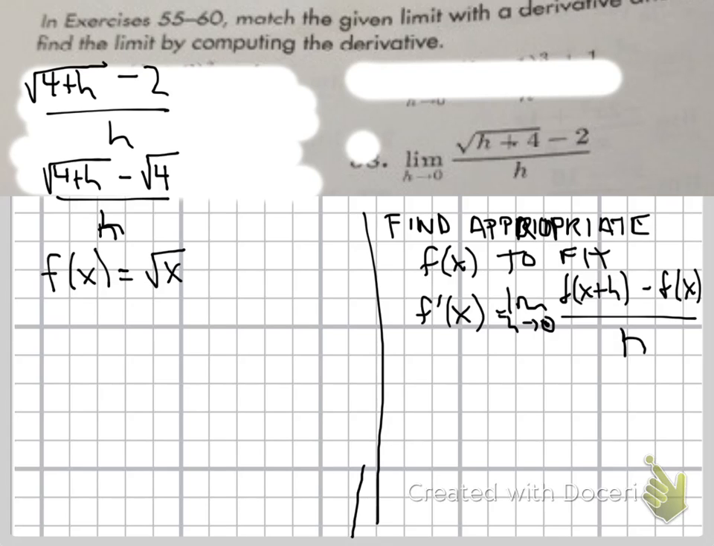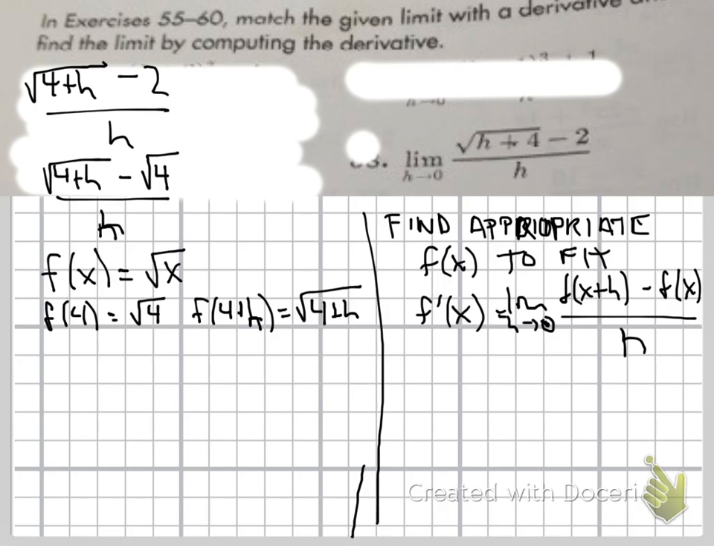So basically what you can see here is they have a specific value of x, which sometimes they'll call a, right? And they're plugging in, so f of 4 would be root 4, f of 4 plus h would be the square root of 4 plus h, right? So that's how we know that this is the correct choice, right? And that's root 4 plus h.